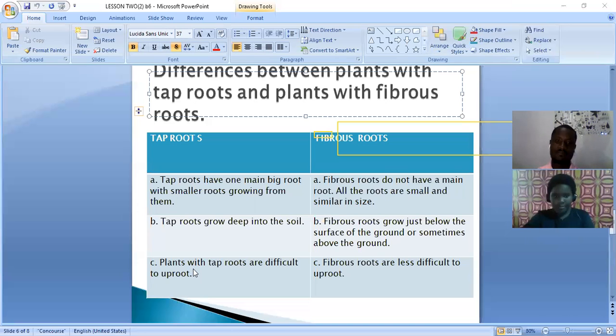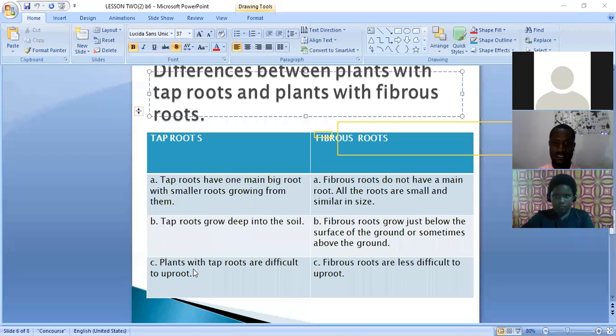I'm listening. Yeah, please. Plants with tap roots are difficult to uproot. What sense? Back your facts. I mean, give us a proper argument to support that. Mauna, I'll call you. Like a mango tree. So like a mango tree, it will be difficult to uproot it from the soil.